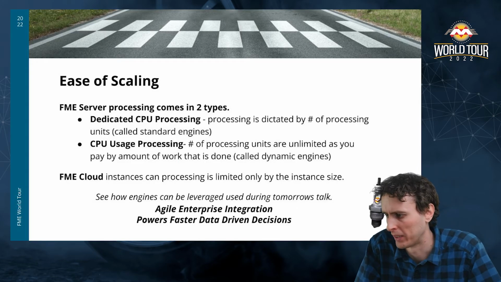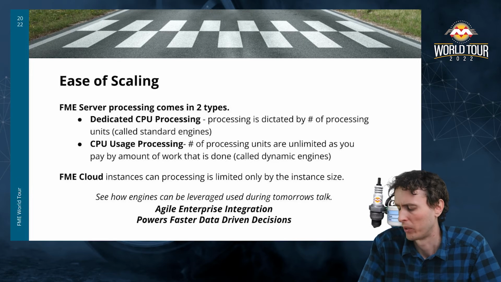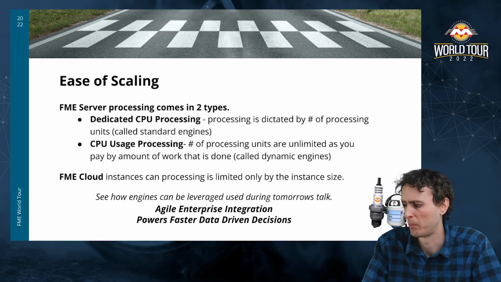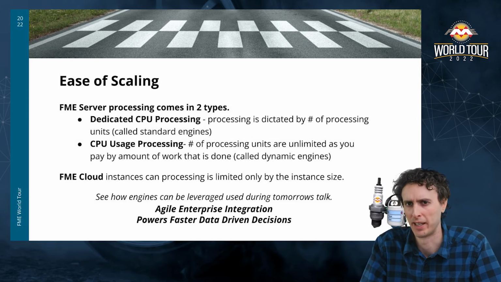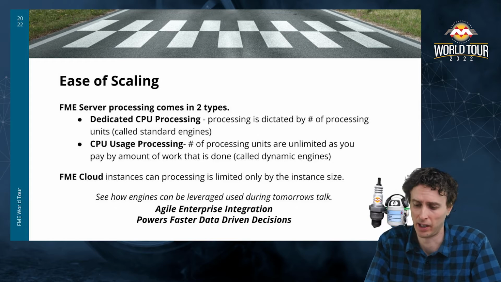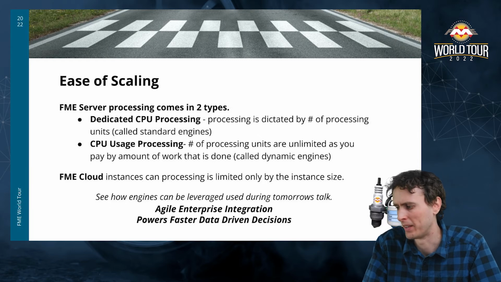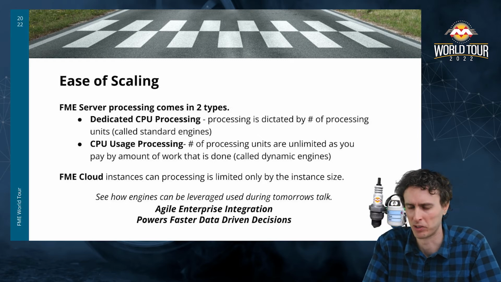Finally, I want to talk about ease of scaling. So there's kind of two processing models you can adopt with FME Server. One is where you have a dedicated CPU processing. So this will be a standard FME engine, it's called. And this FME engine is there all the time. So essentially, when you have these standard FME engines, it makes sense to stand up infrastructure that's permanent. So launch a virtual machine that's permanent. In this scenario, you don't really have to worry about scaling.